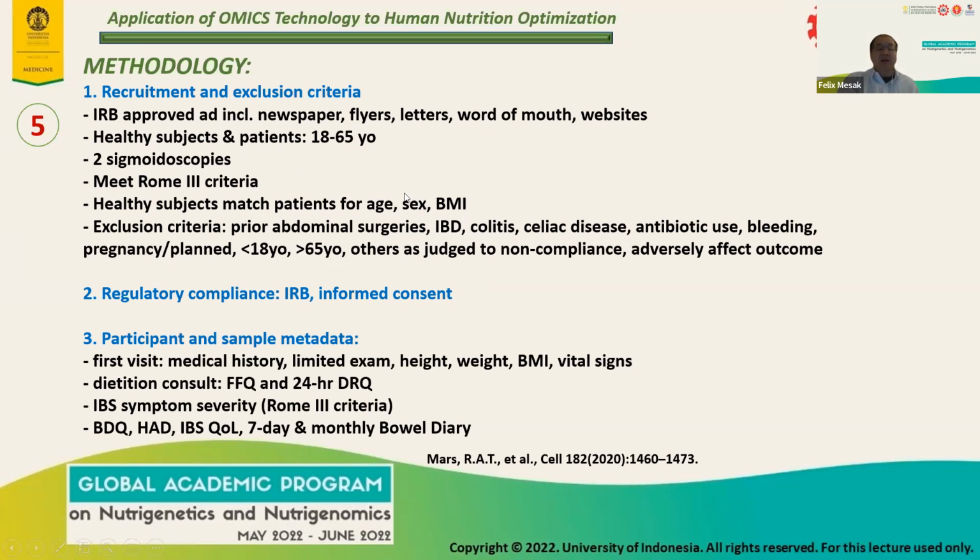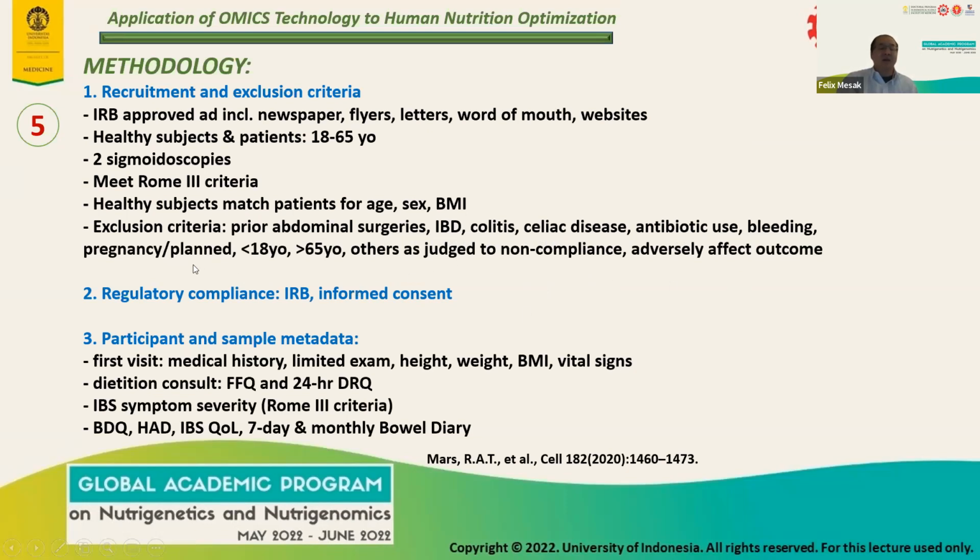So now we understand that we are dealing with nutrition, and BMI is an important part. Exclusion criteria are important to establish. For example, prior abdominal surgeries, previous IBD, colitis, celiac disease, antibiotic use, bleeding, pregnancy or plans to become pregnant, less than 18 years old, older than 65 years old, or others judged to be non-compliant or likely to adversely affect the outcome.